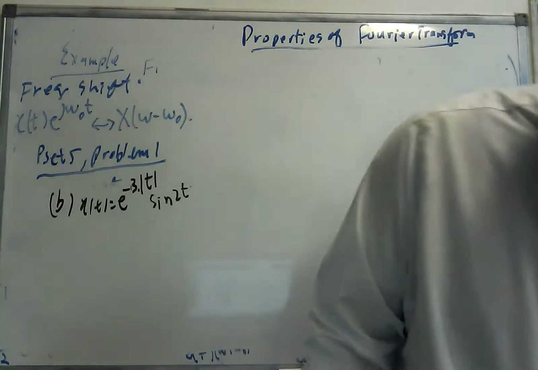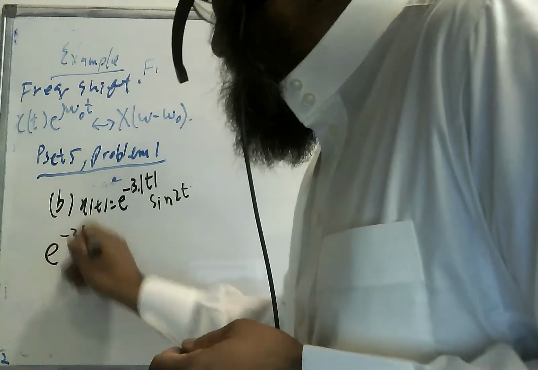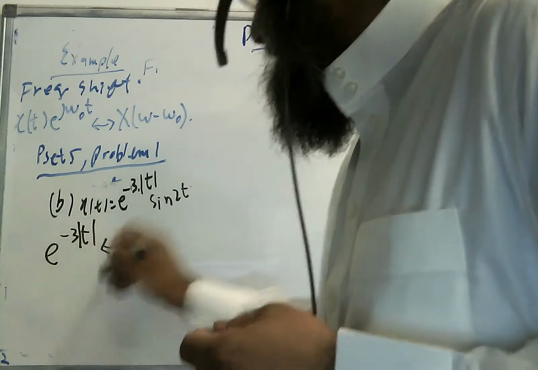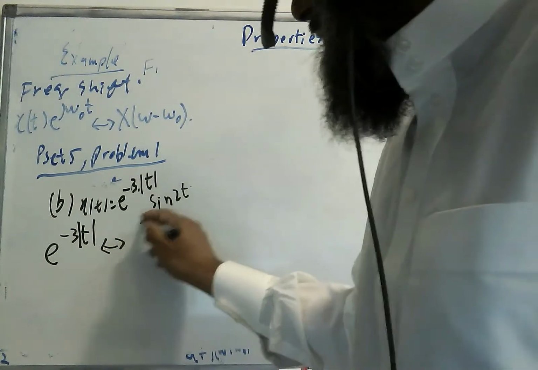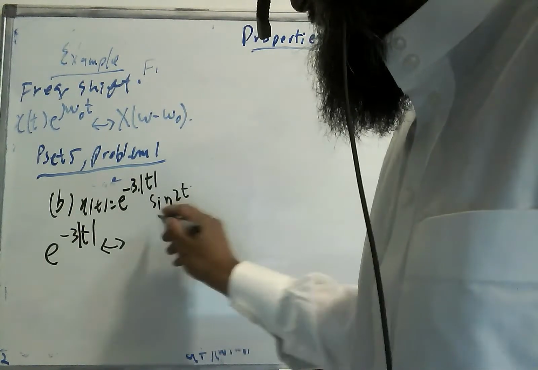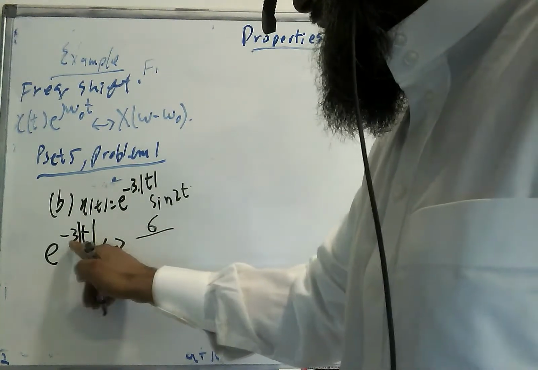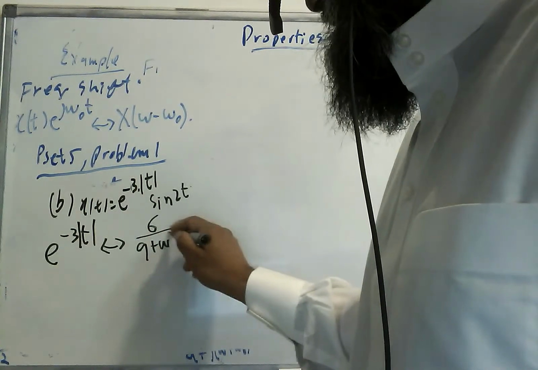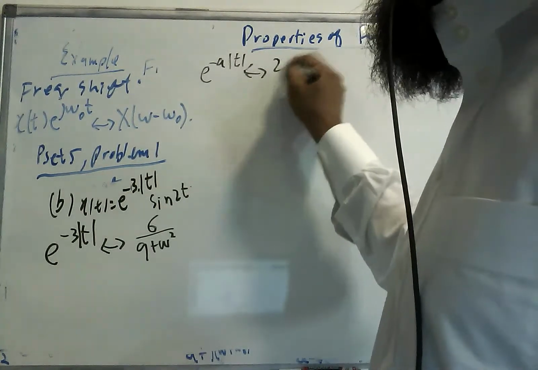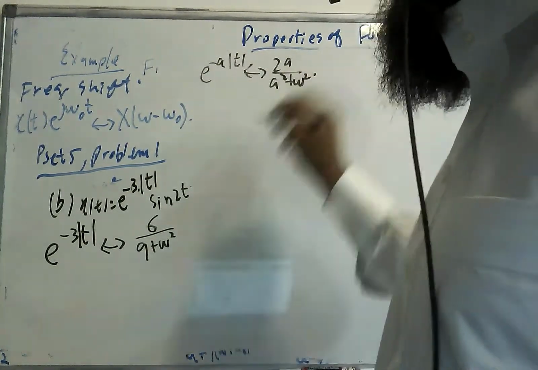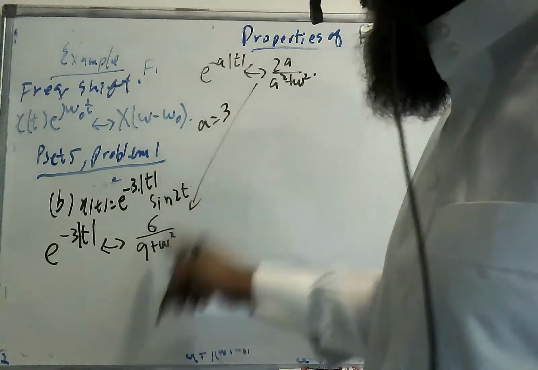So now I have e raised to the power minus 3t. Let us first write the Fourier transform of this. The Fourier transform of this, we did it today, is 2a divided by a square plus omega square. So 2 multiplied by 3, which is 6, divided by a square, which is 9, plus omega square. Because I know that e raised to the power minus at is 2a divided by a square plus omega square, so the same thing I apply here, a equal to 3. So 6 divided by 9 plus omega square.